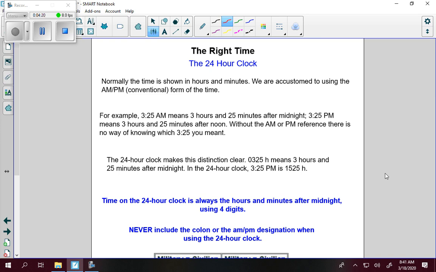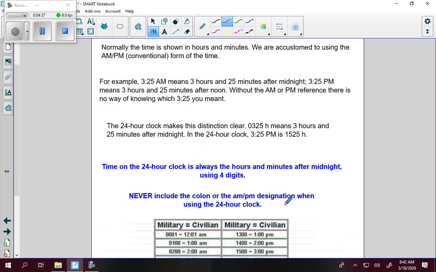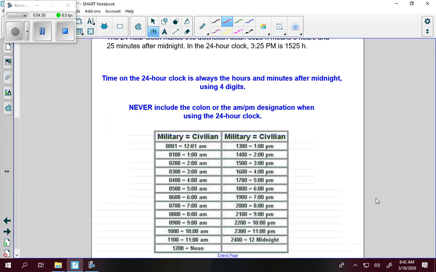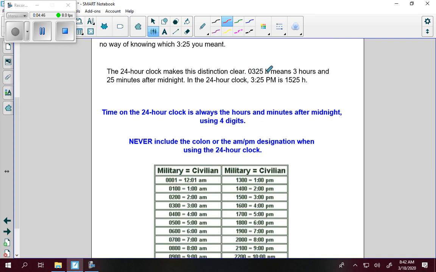For example, 3:25 a.m. means 3 hours and 25 minutes after midnight, and on the 24 clock, 3:25 p.m. would be 1525H, because then it would be 15 hours and 25 minutes after midnight, which would make it the PM time. So time on the 24 clock is always the hours and minutes after midnight using 4 digits. So if you noticed up here, it was 0325. Because it was in the morning, you'd have to have a 0 for that first digit.